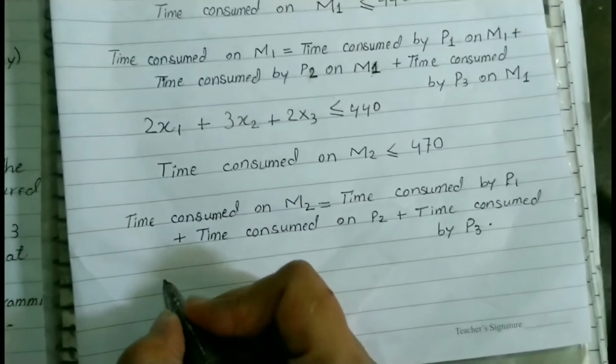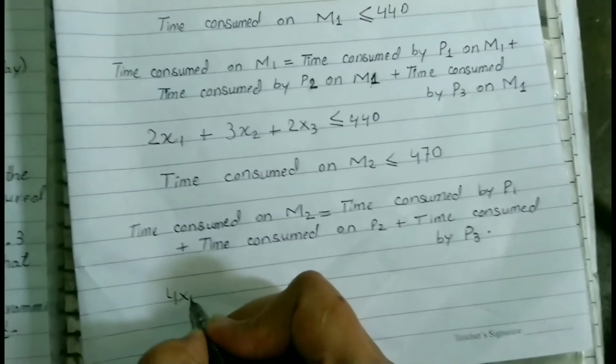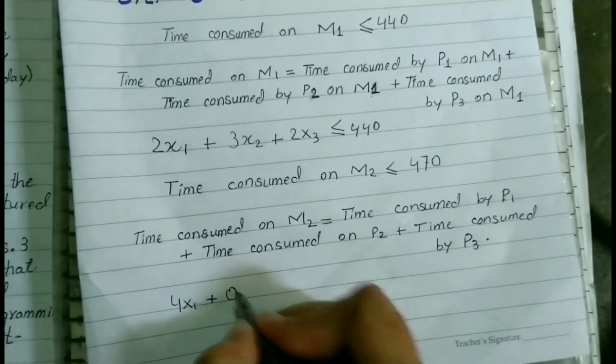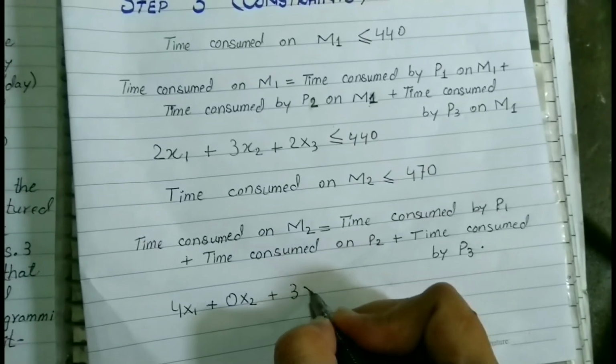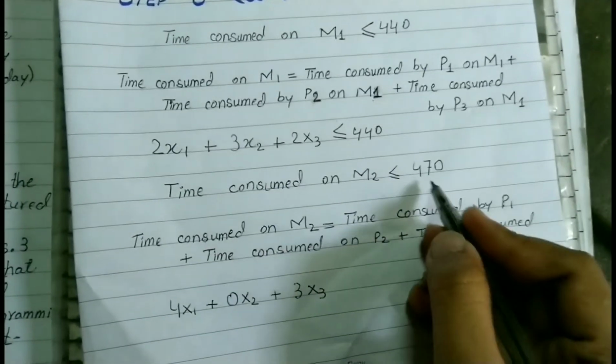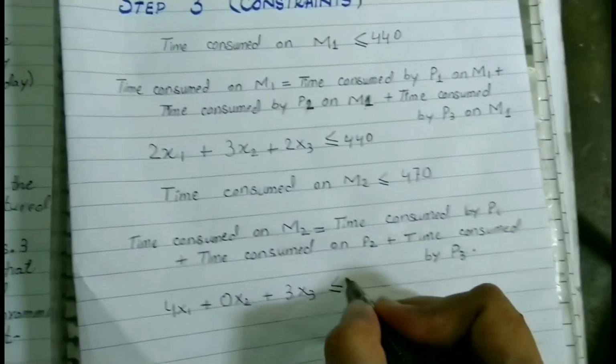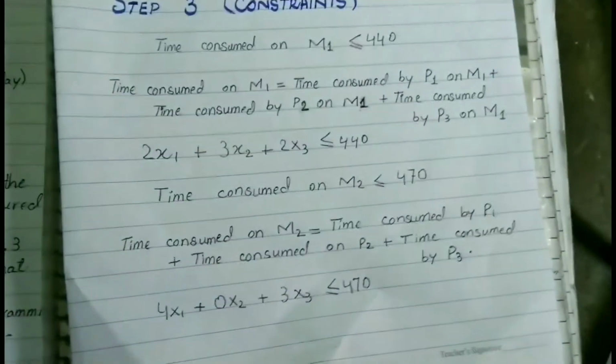So I'm writing here 4x1 plus 0x2 plus 3x3, and it should be less than or equal to 470.